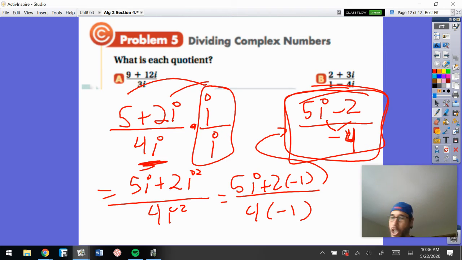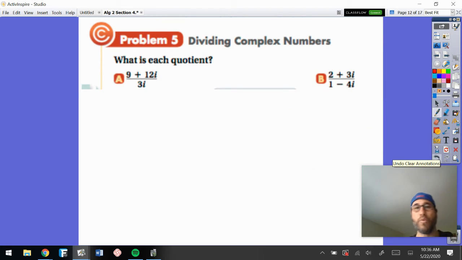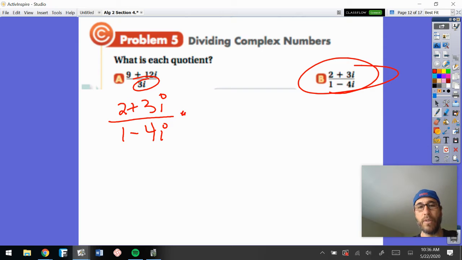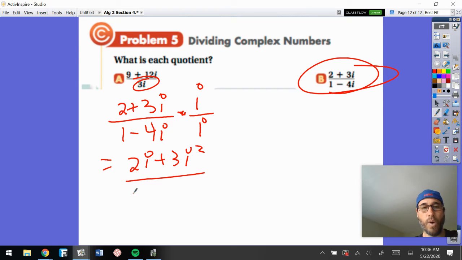Now, obviously, it gets a little bit rougher if we have more than one thing down there, like this one. I got 2 things in the bottom, okay? 2 things in the bottom. How the heck? This is much more difficult, okay? Do not write this down. But if I put an i there and an i there, I get 2i plus 3i squared, and I get 1i minus 4i squared.